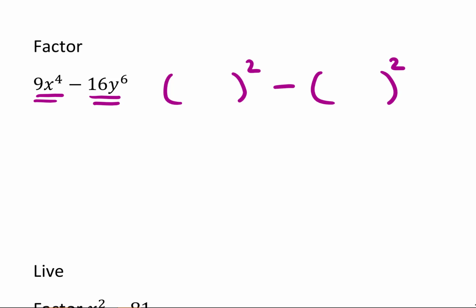Now I need to write something inside of each parentheses that is equivalent to what's in the original question. So I'm going to write a 3 here because 3 squared is 9. And I'm going to write an x squared because my exponent property says that when I have an exponent raised to another exponent, we multiply those numbers together. So that means that I've taken 9x to the 4th and I've rewritten it to be a perfect square. That way I can use my general formula for actually factoring.